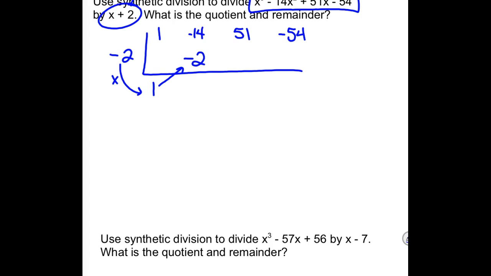And then I'm going to add my column. So I add these two together. I end up with negative 16. And I keep repeating that same process. So I multiply the negative 2 with the negative 16. That gets me 32. I write it in the next column. And I add my column down.